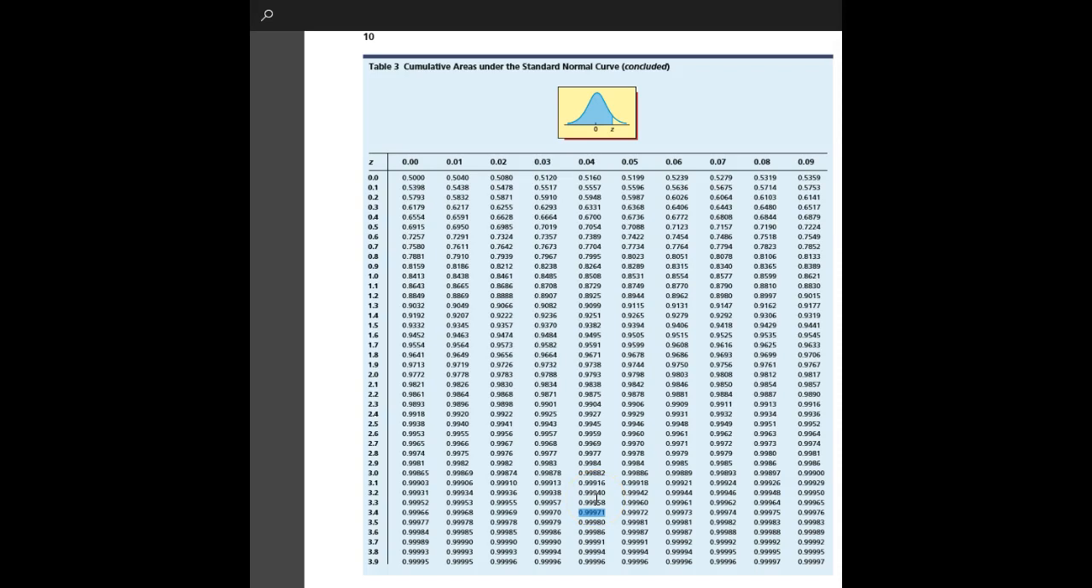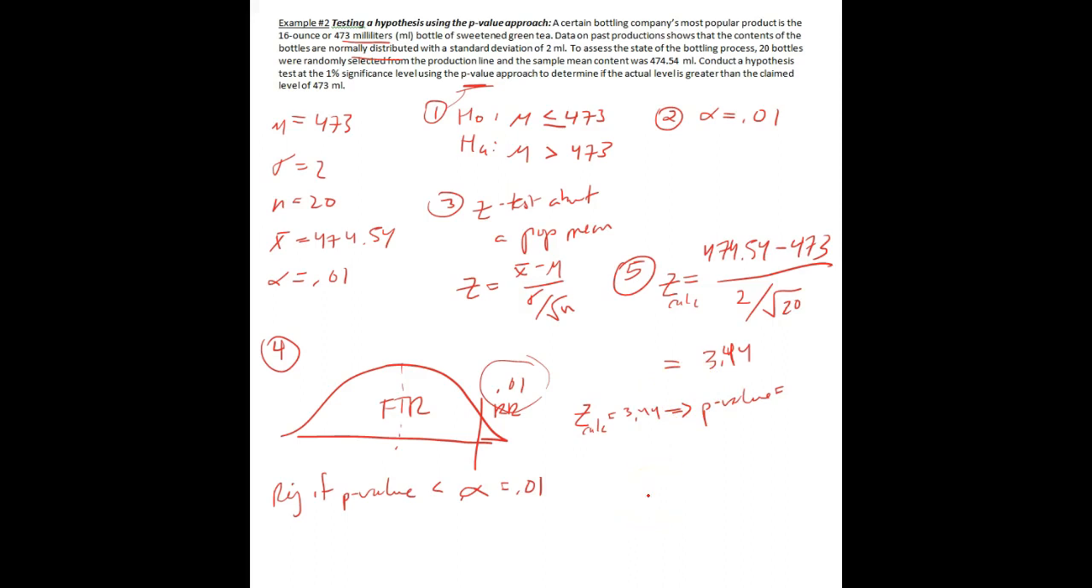So what we're really concerned with is the area to the right of that. So we go back here and we say, this p-value is equal to 1 minus 0.9971, and that is equal to 0.00029. Then for step 6, what do we do? We reject, because we look at step 4. We reject because the p-value is less than the alpha value, which is to say that 0.00029 is less than 0.01.